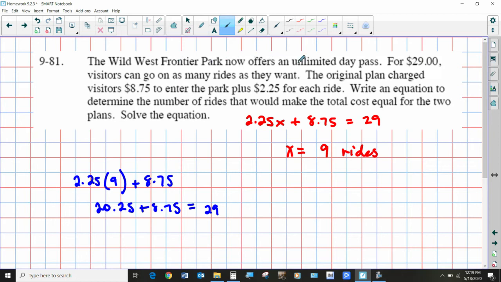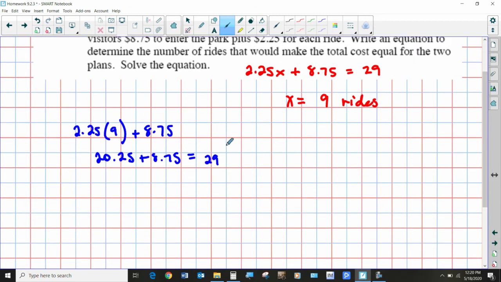The Wild West Frontier Park now offers unlimited day passes for $29. You can go on as many rides as you want. The original plan charged $8.75 just to enter, and then you had to pay to go on each ride, which was $2.25. Write an equation to determine the number of rides that would make the total cost equal for the two plans. All right, we are going to get into this in 8th grade.